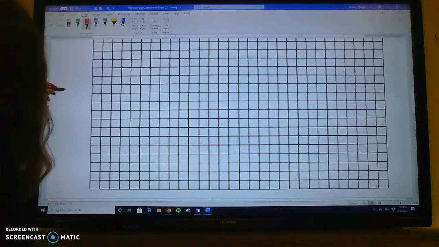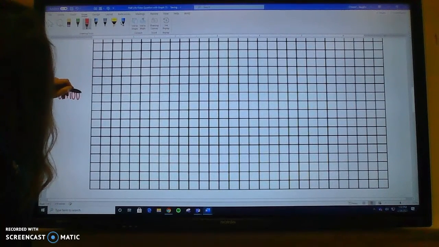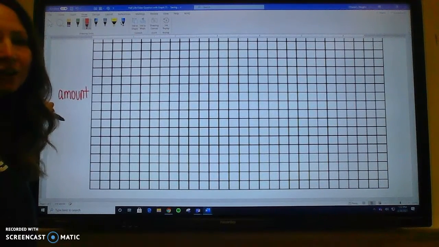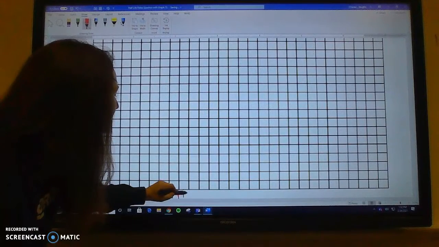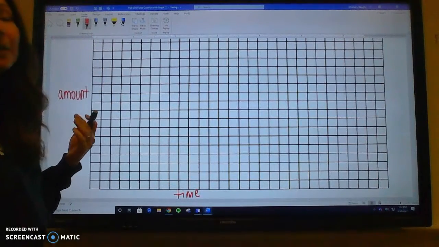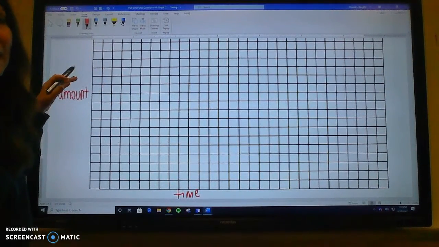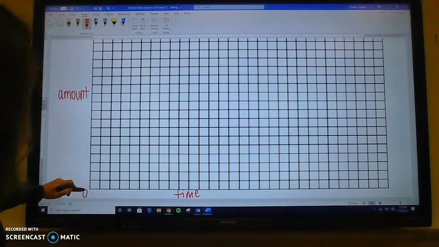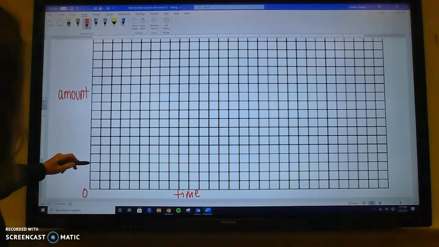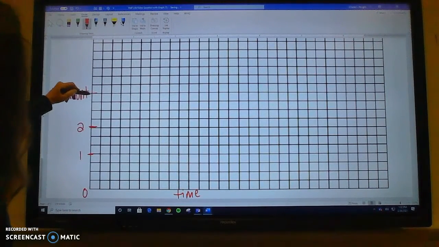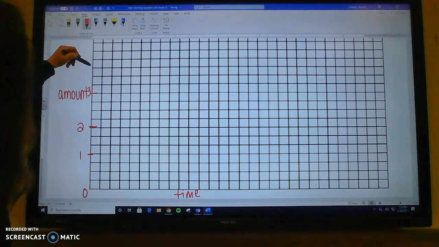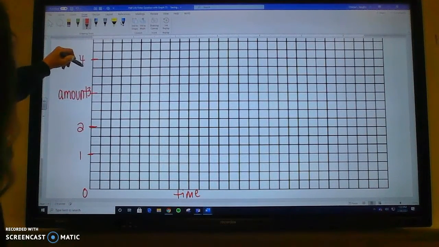We are going to label this amount on the y-axis. He was super extra thorough and did parentheses and wrote the units. That's not necessary. This is the amount, and then the x-axis is time. And then he's also going to mark this up. We start at 0, but then if we skip every few of these, we can do 1, 2, make that a 3, and then make this a 4, okay?